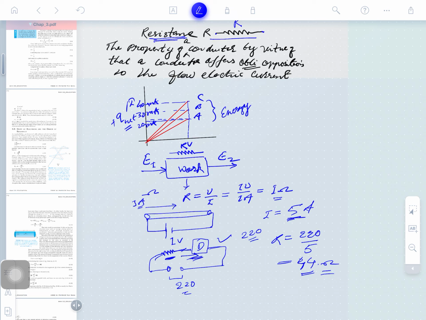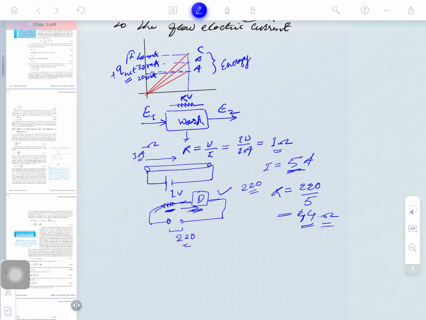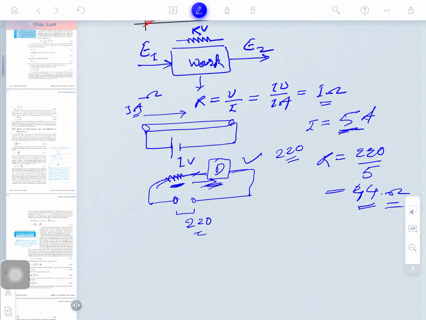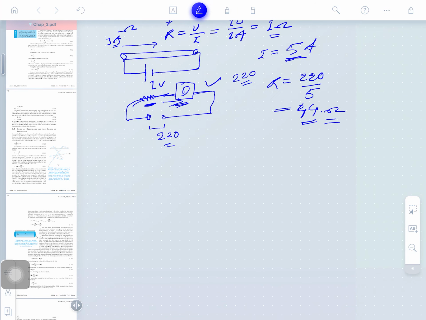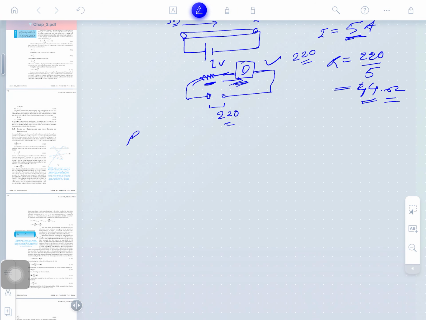Resistors can have different values: 10 ohm, 5 ohm, 16 ohm, different values. I am telling you not only about this special resistor, I am also telling you about the resistance of a conducting wire. Resistance of a conducting wire.